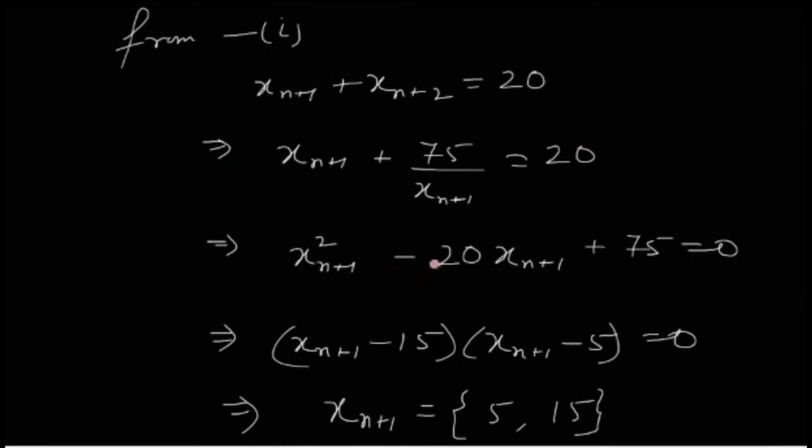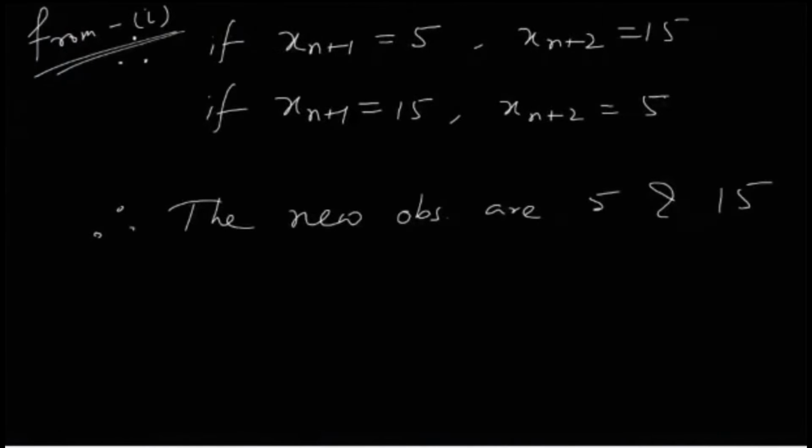Xn+1 square minus 20 times xn+1 plus 75 equals 0. The solutions to this quadratic equation are 5 and 15. So if xn+1 is 5, then xn+2 is 15, because the sum is 20. Again, if xn+1 is 15, then xn+2 is 5, because obviously the sum is 20. We know that the sum is 20. Therefore, the new observations are 5 and 15.